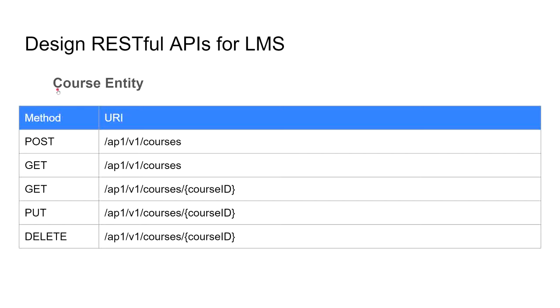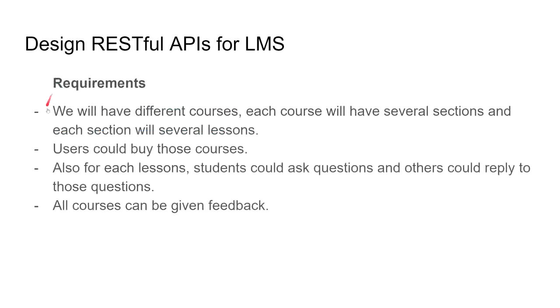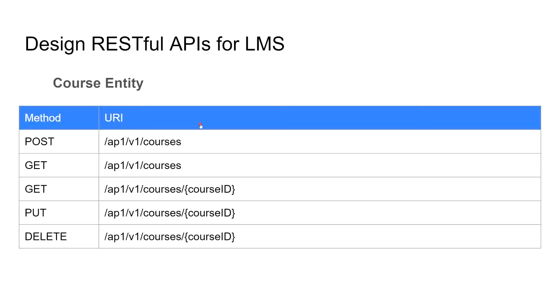The best way to think about designing is to know all the entities involved, and then generally you would design these 5, like post, get, put and delete, and 2 gets. I will explain why 2 gets. But these 5 types of APIs for a given entity. So over here we have a course entity, and the very first thing is we want to create a course. So we will provide a post API.